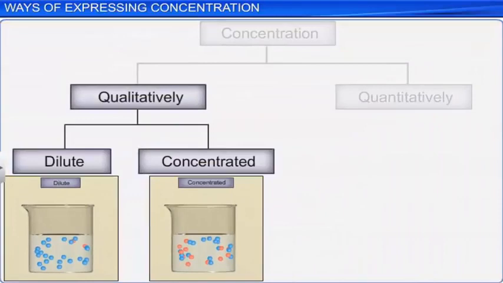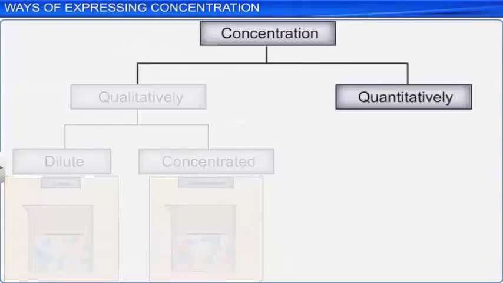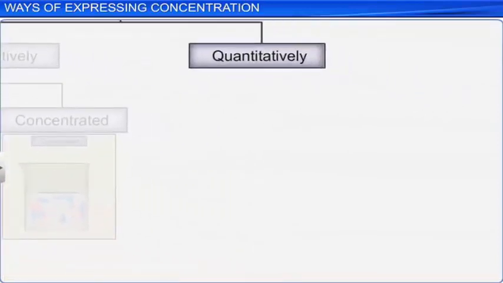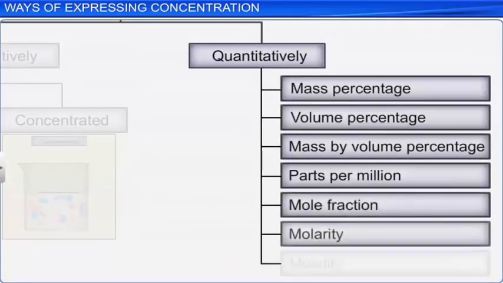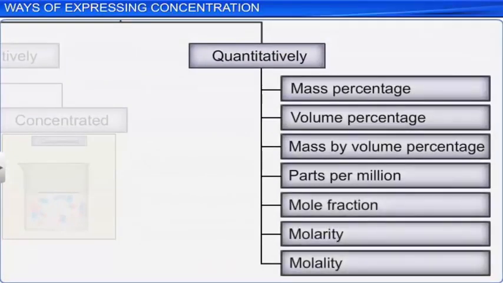This qualitative means of describing concentration, although useful, sometimes leads to confusion, and thus arose the need for a quantitative description of solutions. Quantitatively, the concentration of a solution can be described in several ways. These methods are mass percentage, volume percentage, mass by volume percentage, parts per million, mole fraction, molarity, molality. Let's discuss these methods one by one.